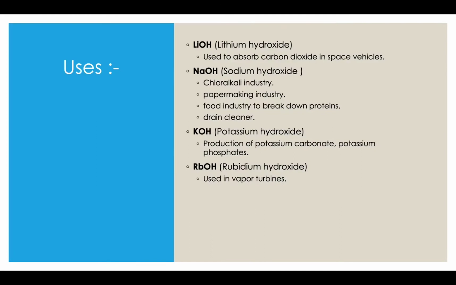Next, the uses of these binary compounds. Lithium hydroxide is used to absorb carbon dioxide in space vehicles. Sodium hydroxide is used for the chlor-alkali industry. This chlor-alkali industry I will show you on the next slide. Next, it is used for the papermaking industry, the food industry to break down protein, and as a drain cleaner. Next, potassium hydroxide is for the production of potassium carbonate and potassium phosphate. And lastly, rubidium hydroxide is used in vapor turbines.